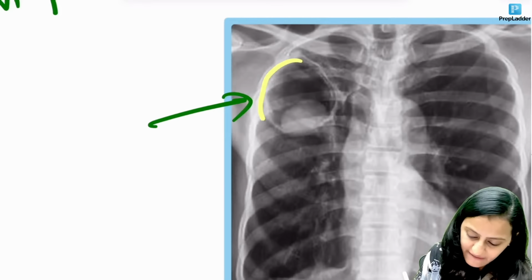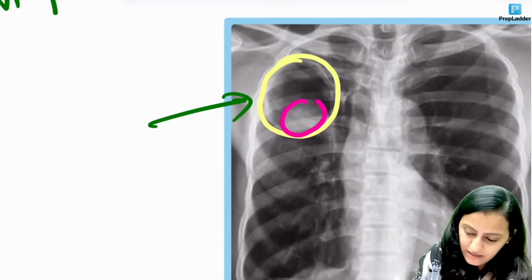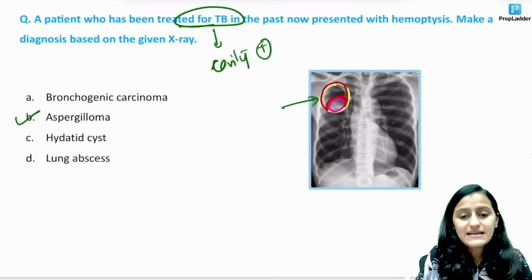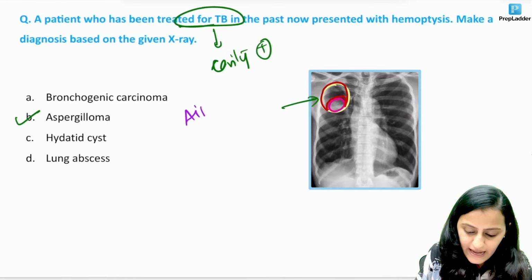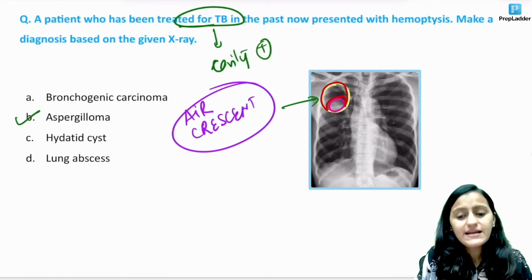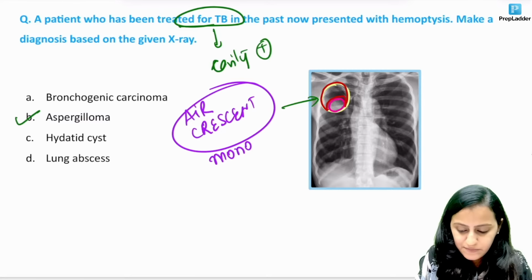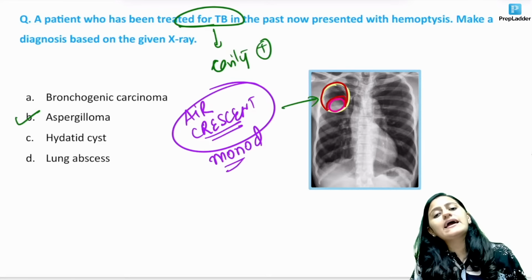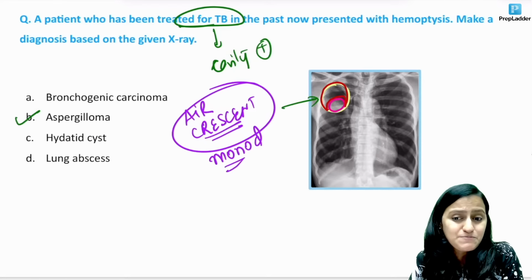You have this cavity inside which is the fungal ball, and you have the remaining air in the cavity, which becomes like a crescent. So this is called the air crescent sign. Okay, monad sign, like a crescent, like a moon, that is monad. Crescent, okay, air crescent sign, monad sign, aspergilloma.